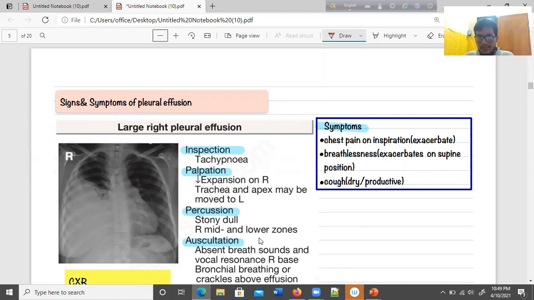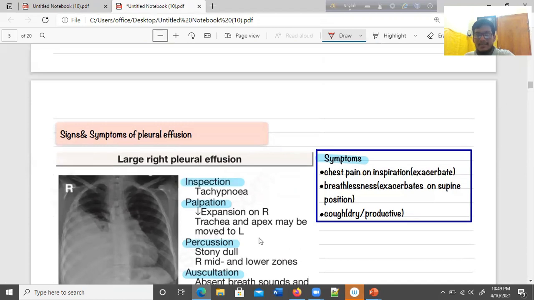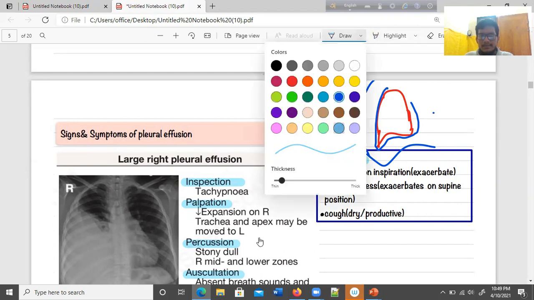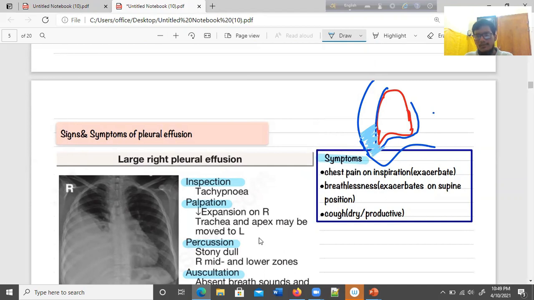You know the basic concept I have already explained in my first class. Suppose this is the lung, and this is the visceral pleura and this is the parietal pleura. So the pleural fluid is here. This is the pleural fluid. That means due to this accumulation of fluid outside, the lung cannot expand adequately. So the patient will give you the history of breathlessness, because he or she cannot get enough oxygenation.